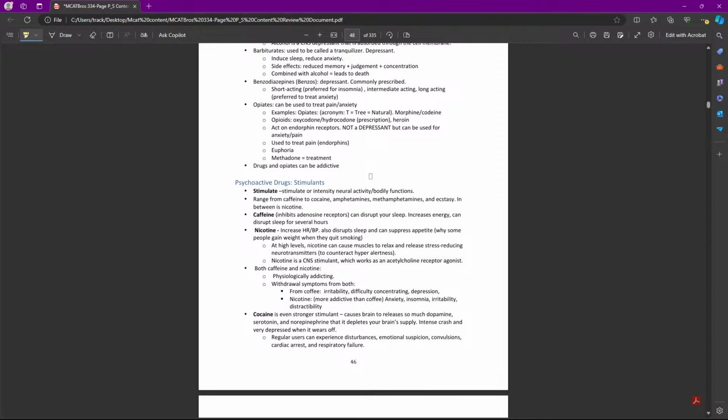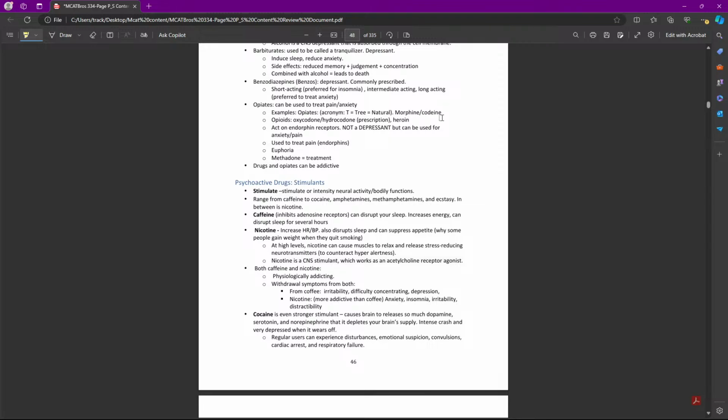Opiates can be used to treat pain and anxiety. Opioids, T acronym: natural. Morphine and codeine are opioids, and there are synthetic ones too. They act on endorphin receptors. They're not a depressant, but can be used for anxiety and pain. Used to treat pain and produce euphoria, they can be addictive. They're all addictive generally.